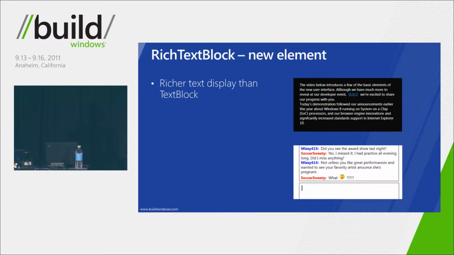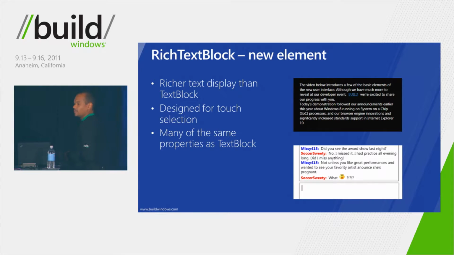So we've also added some new elements. One of the new elements is a rich text block. This is very similar to a text block, except the content model is a little more rich. So for example, you can add a hyperlink or any inline UI element. In the bottom right picture, there's an image inserted into the text. That's a XAML image, but it could be any other UI element. So that could be a button, or it could be a control that you've written. Like all of our other text controls, it's designed for touch text selection, and it shares many of the same properties as a text block.